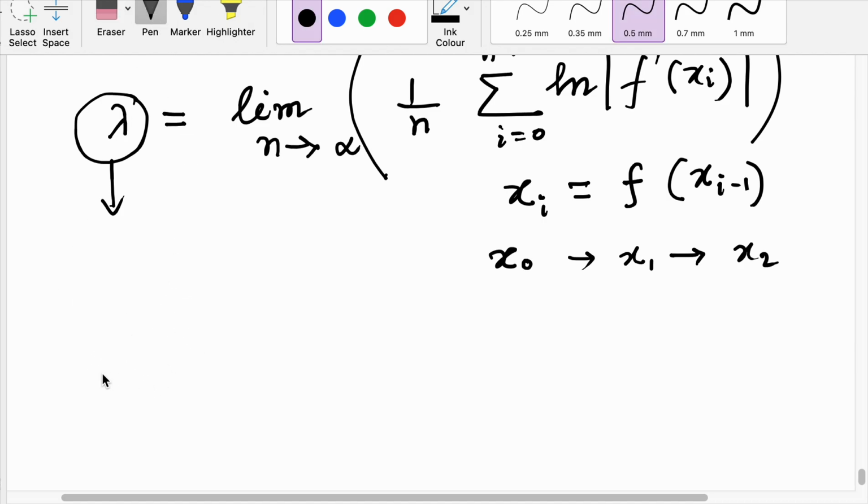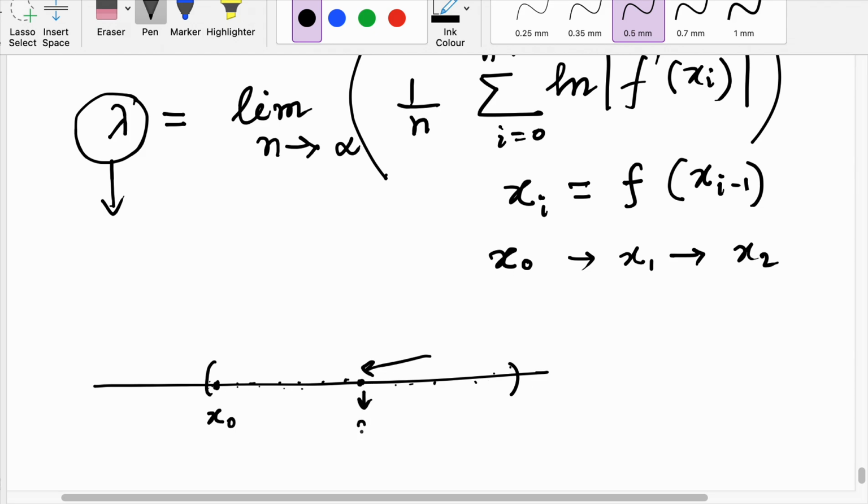Suppose there is one initial condition on the x axis, say x0, and there is one fixed point sitting somewhere. Now if all the initial conditions between these two brackets go to this fixed point, then we say that this set of initial conditions is called the basin of attraction of this fixed point, say x star.